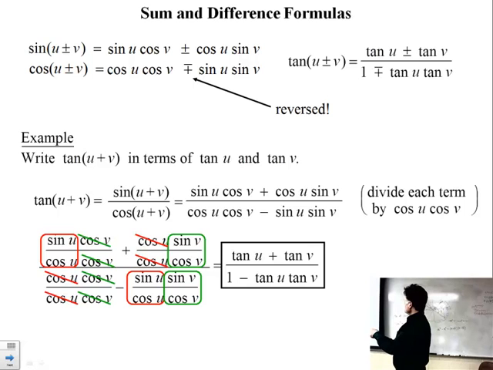If I did u minus v instead of u plus v, then what changes is that that turns into a minus and that turns into a plus. So the general formula then is that, where that now is reversed. Okay. Questions?